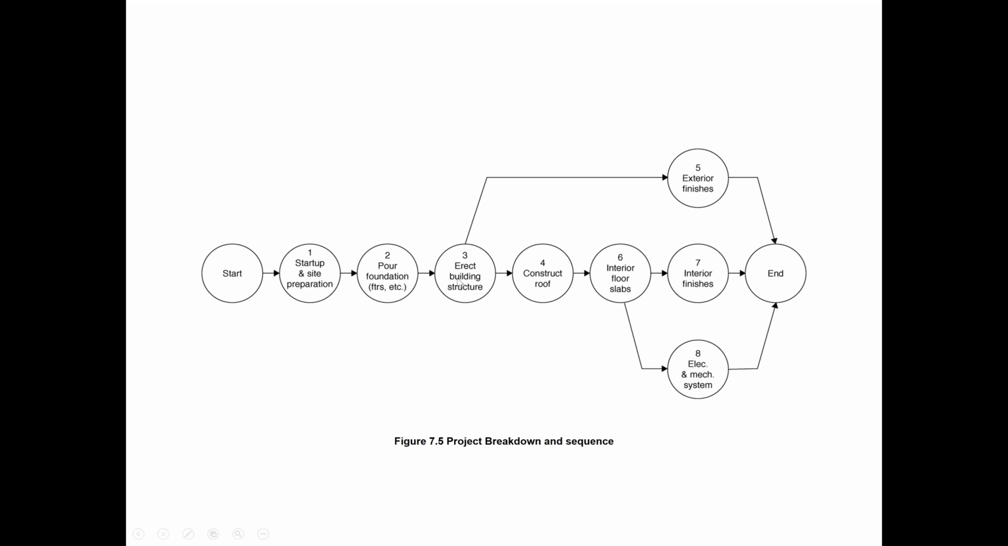Once we have a building structure, it means that we have built the walls, and then we will have slab and roof construction. For the flooring, we will have interior floor slabs, and above the floor slab we will put tiles or whatever. Then interior finishes, and outside the building exterior finishes, electrical and mechanical work, and then our project will end. This is the project work breakdown structure and the sequence, keeping the sequence of construction.